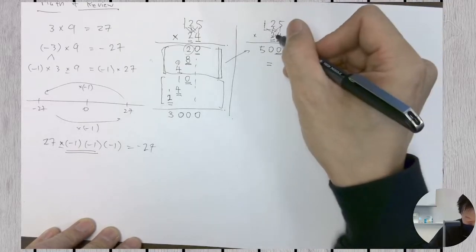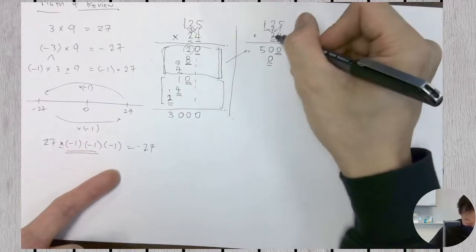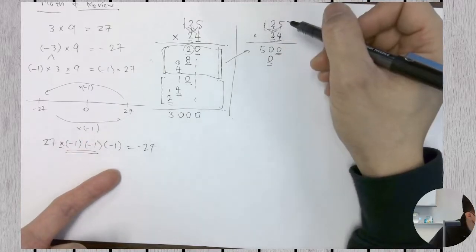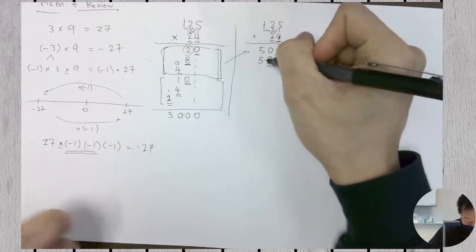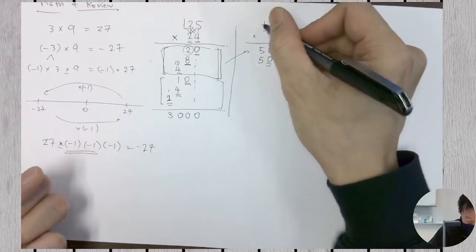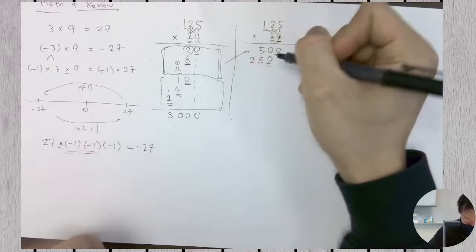2 times 5 gives me 10. I'm not gonna write that one. I'm gonna keep it in my finger. 2 times 2 is 4 plus this finger 5. And I don't have anything in storage, so the next number is just gonna go there. 2 times 1 is 2, okay?